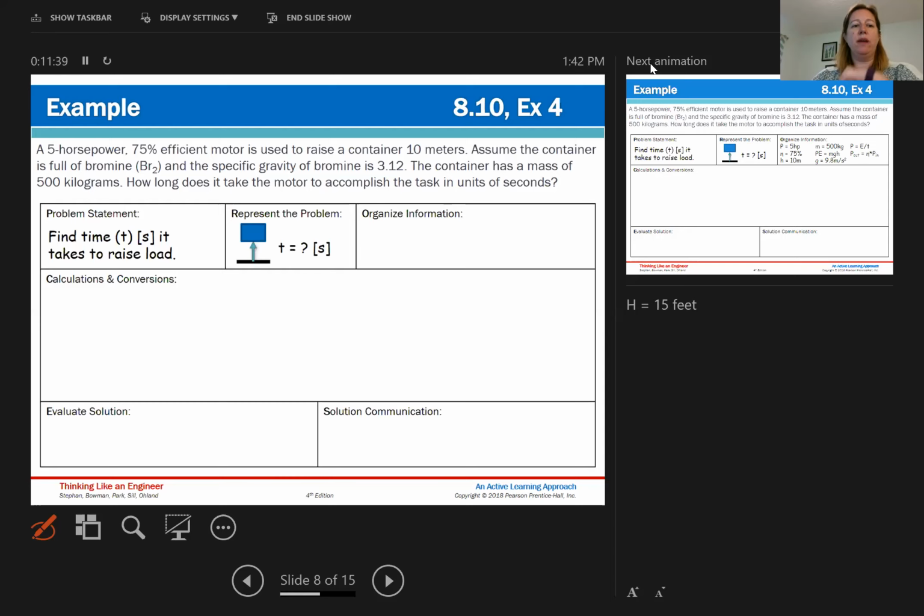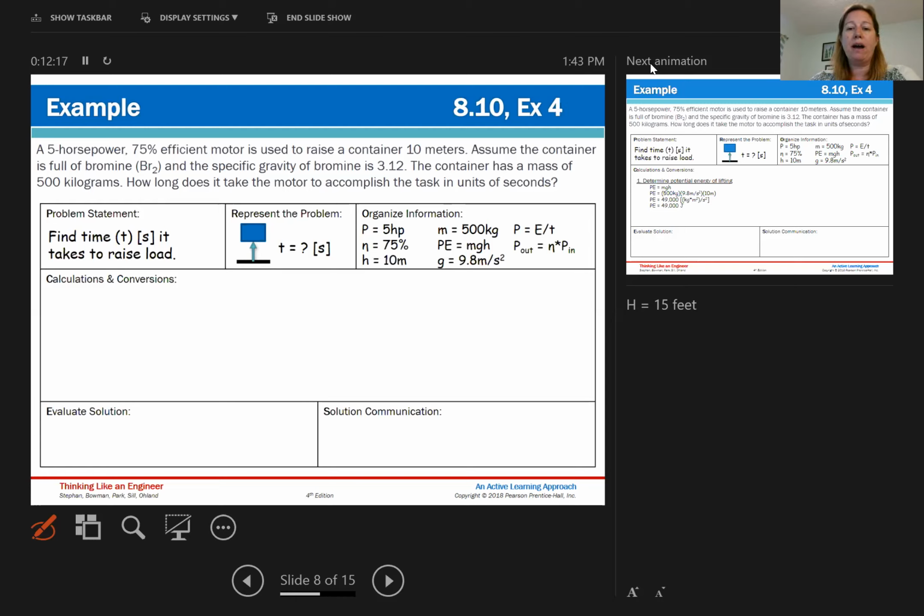For my problem statement, I want to find my time in seconds it takes to raise this load. So again, I use my same representation of my problem, this time where I'm looking for my time in seconds. I have all of my given information where my P in is equal to 5 horsepower, my eta is 75% or 0.75, my height is 10 meters, mass 500 kilograms, my potential energy is equal to M times G times H, where M is my mass, G is gravity, and H is my height. My gravity, I'm assuming this is on Earth, so it's 9.8 meters per second squared.